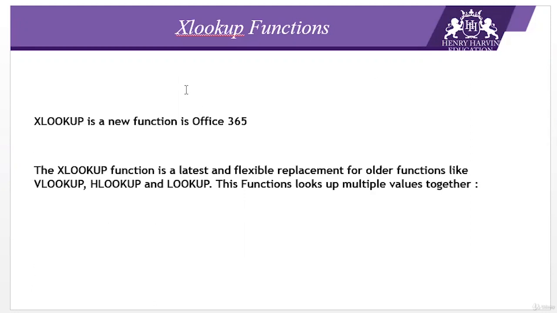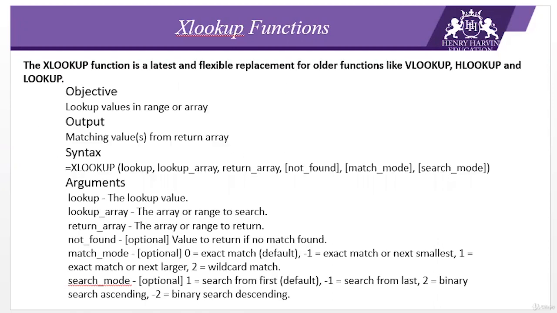This is the most important function, which was introduced in 2019, the XLOOKUP function. Guys, this function is a brand new function. It is a flexible replacement for old functions like VLOOKUP, HLOOKUP, and LOOKUP. This function looks up multiple values together. So let me explain this step by step. This is the function where you can search the values from left to right, right to left, and from first to last, last to first. This is one of my favorite functions. It was launched in 2019. So guys, today we will cover these functions.